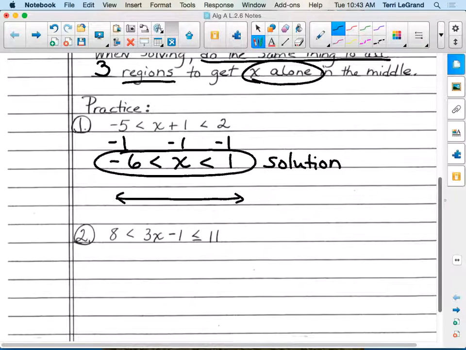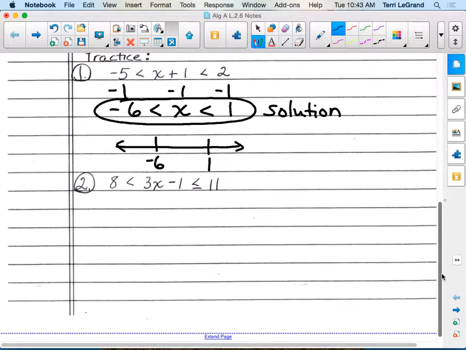-6 is smaller than 1, so -6 would come first on the number line. Here's where we don't have to use integer neighbors. You get to just put these two endpoints on the number line. And then we decide, would -6 be part of the solution region? Is -6 greater than -6? No. So we'd have an open circle. Let's check out 1. Is 1 less than 1? No, so we have an open circle.